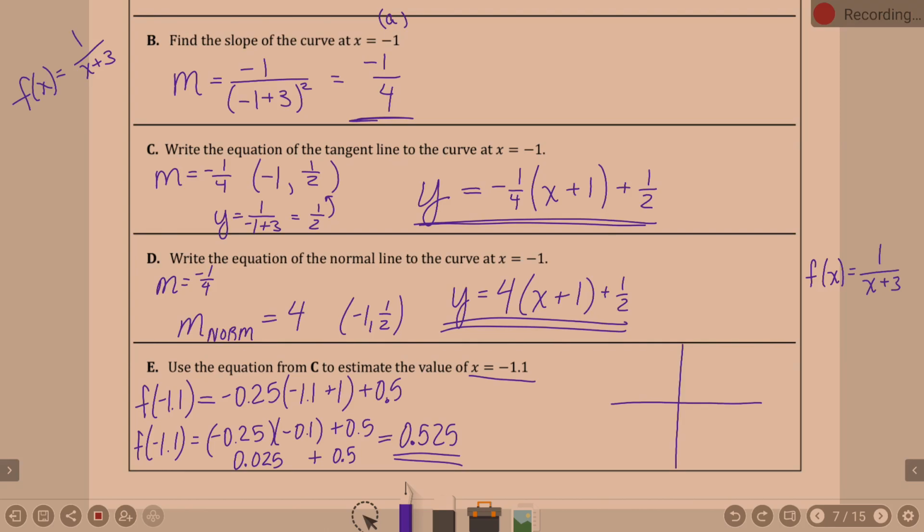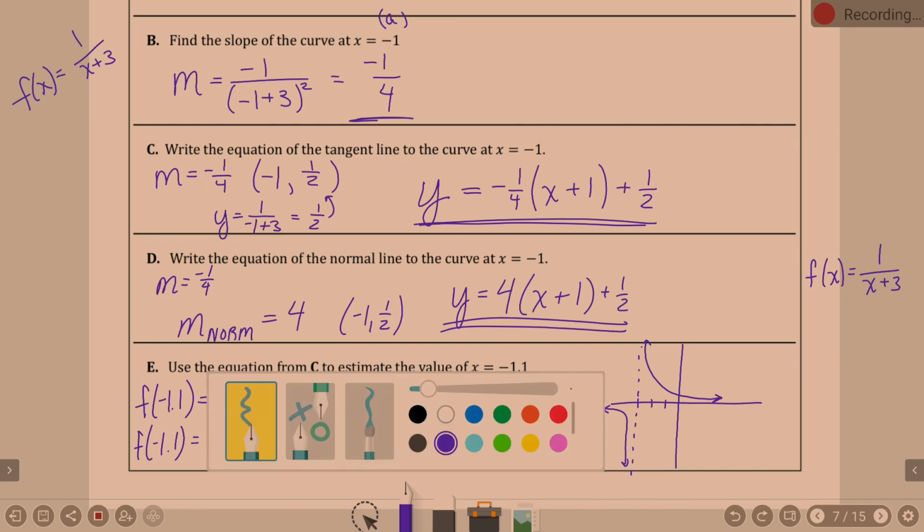Well, do you guys remember 1 over x? We talked about this graph. 1 over x is the two curves going out from each other. X plus 3 says we take that graph and move it left 3. So my graph does something like this. Okay? Like that's just what the graph looks like. And you could get that on the calculator.